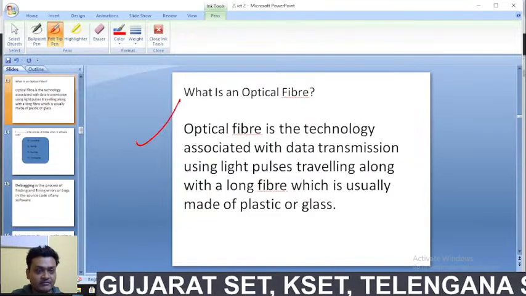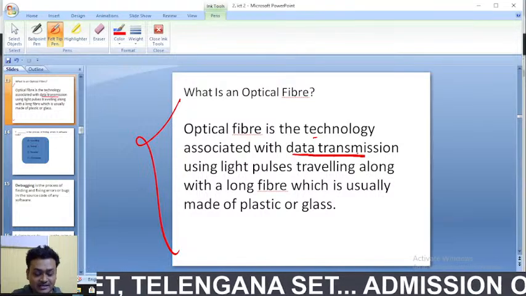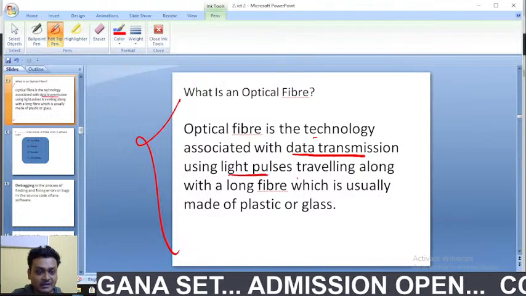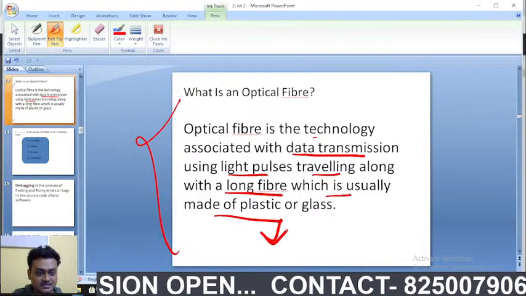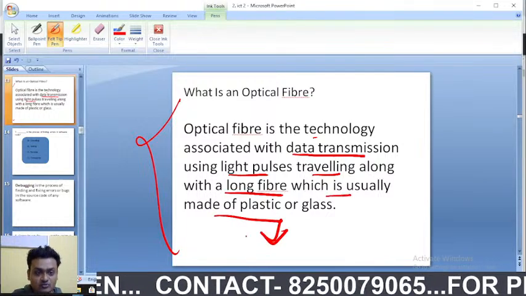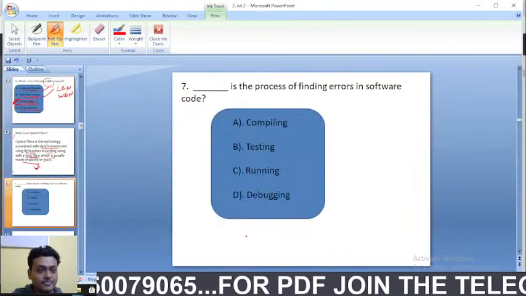What is optical fiber? It is a technology associated with data transmission. Data transmit होता है, ठीक है, using light pulses traveling along a long fiber which is usually made of plastic or glass. Optical fiber is used for data transmission. It is not actually a network.